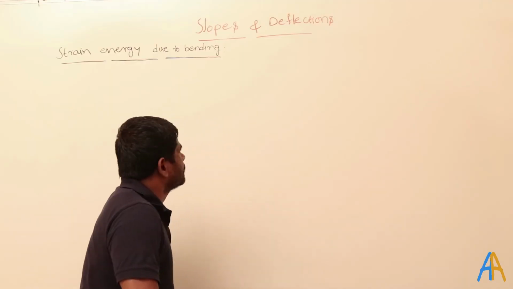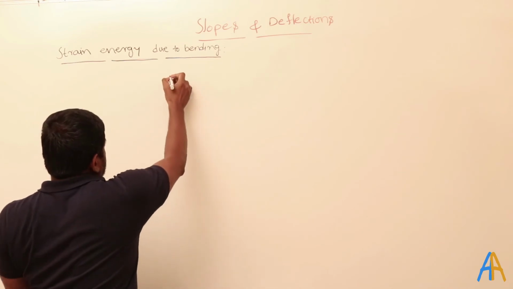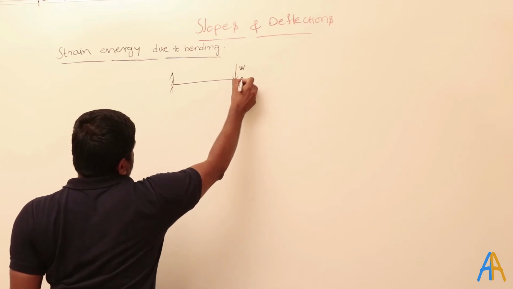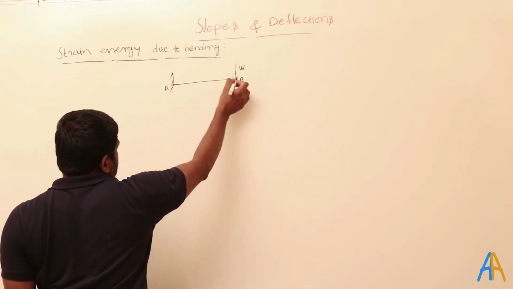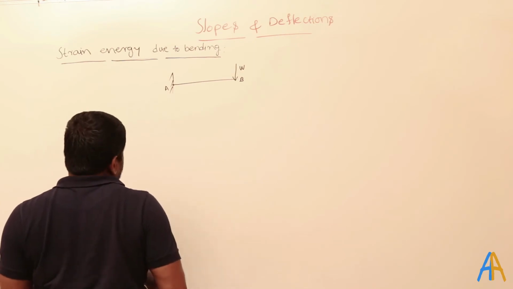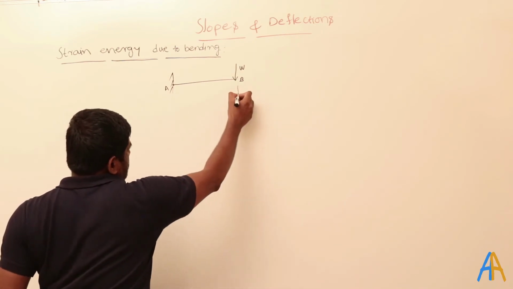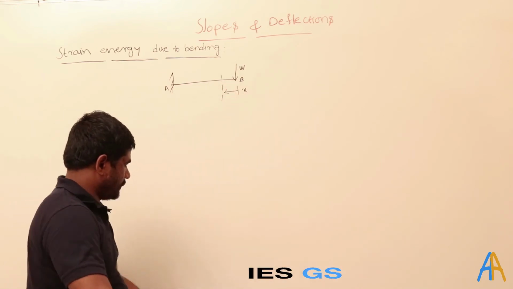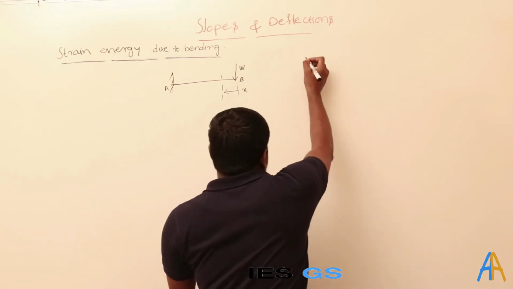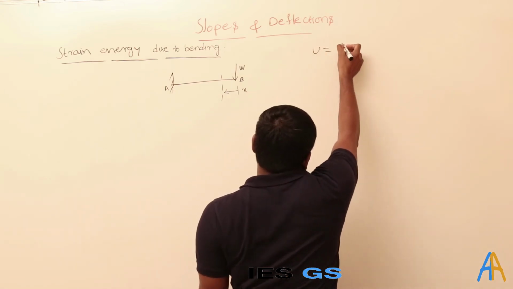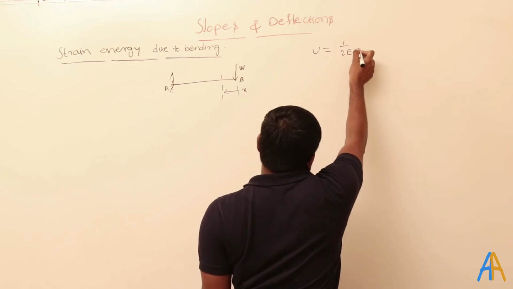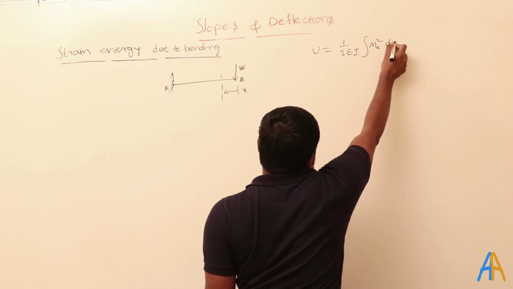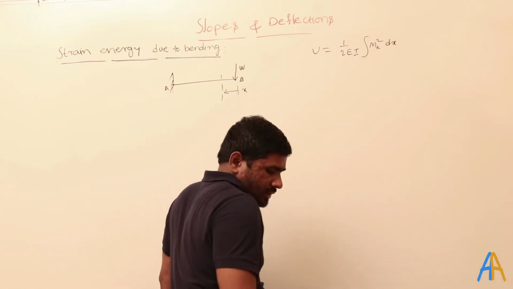So first I will take the cantilever. This is a cantilever, subjected to W at the end. The end point is B, and this is the point A. I want to find out the deflection at B. For example, taking the cross section at distance X from here, what is the formula? The strain energy U equals 1 by 2 EI into integral M square, M suffix x square, into dx. M is a function of x here.